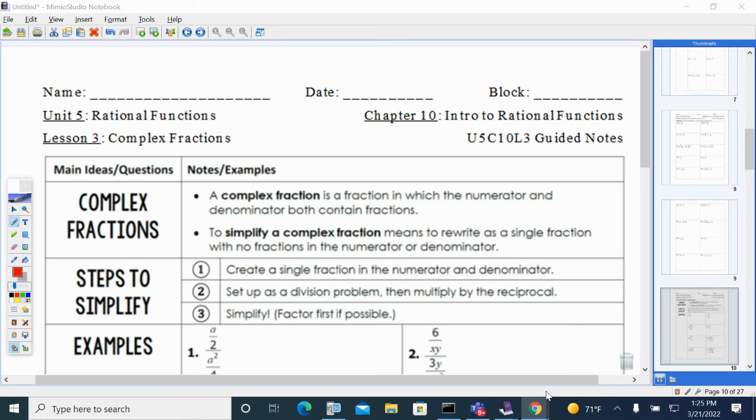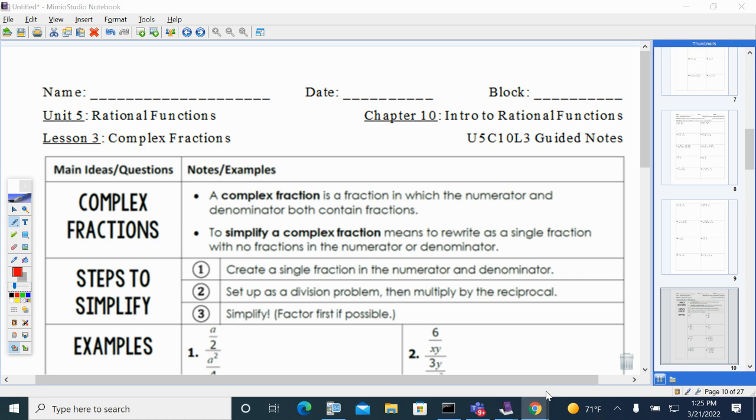This video is on Unit 5, Chapter 10, Intro to Rational Functions, Lesson number 3 on complex fractions. In your notes here, it says that a complex fraction is a fraction in which the numerator and denominator both contain fractions. To simplify a complex fraction means to rewrite as a single fraction with no fractions in the numerator or denominator. So basically, I have stated before that we are not allowed to leave fractions inside of a fraction. And in this lesson, we're going to learn how to fix these complex fractions.